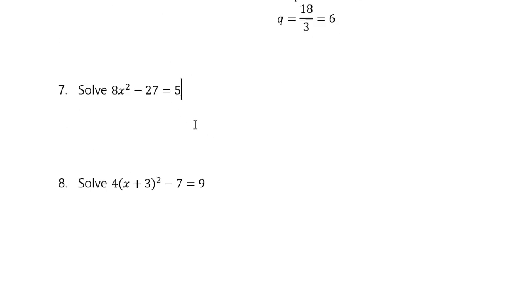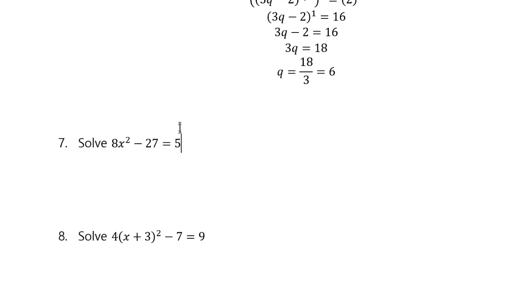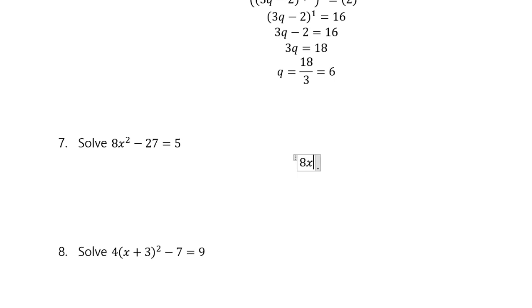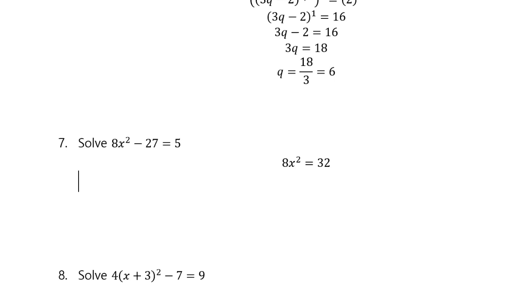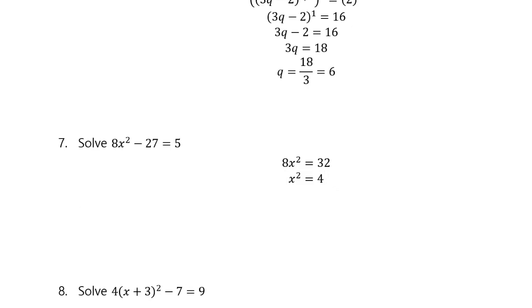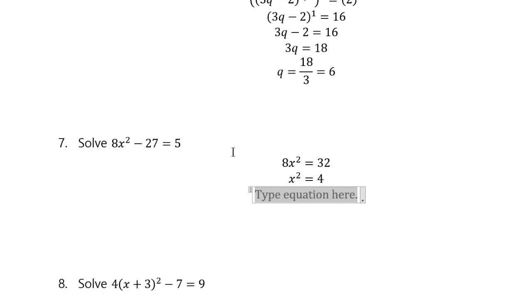Okay. Now this time, this is actually a different topic. This is about solving quadratic equations. How do you solve a quadratic equation like this? Well, you just add 27 to both sides. 27 plus 5, that's 32. And then divide by 8 on both sides. And the important property is this. If you take the square root of both sides, you get x equals 2. But anytime you take the square root, there are two possible solutions. It could be plus or minus.